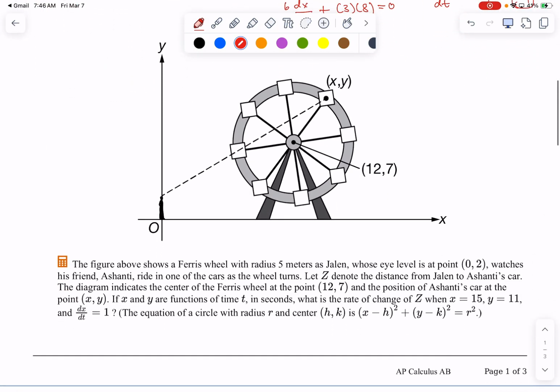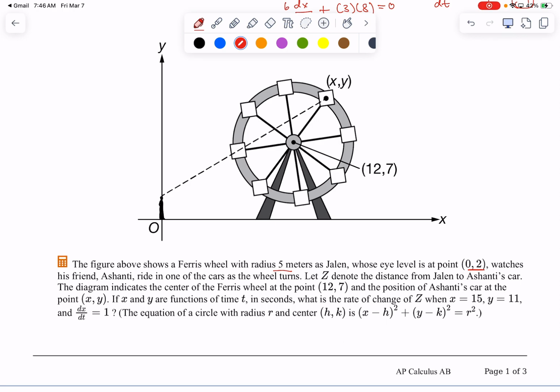Look at this wild thing. I don't think they'd have you draw this one on your own. Okay, the figure above shows a Ferris wheel with a radius of 5 as Jalen, who is at eye level from the point 0, watches his friend Ashante ride in one of the cars as the wheel turns. Let z denote the distance from Jalen to Ashanti's car.